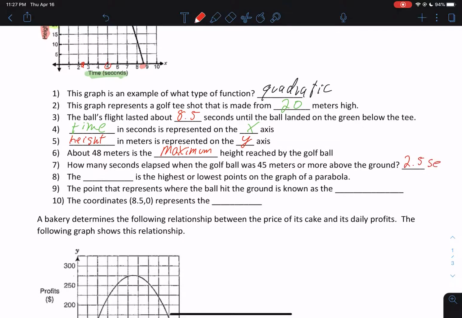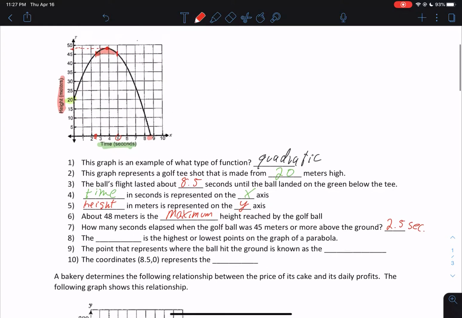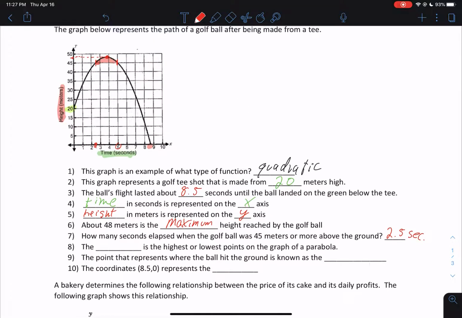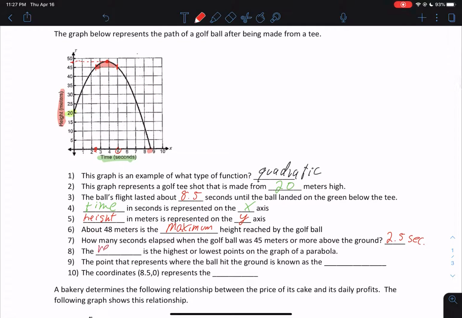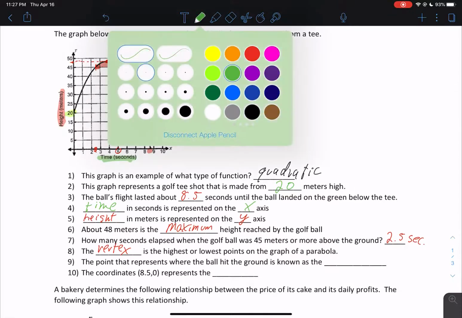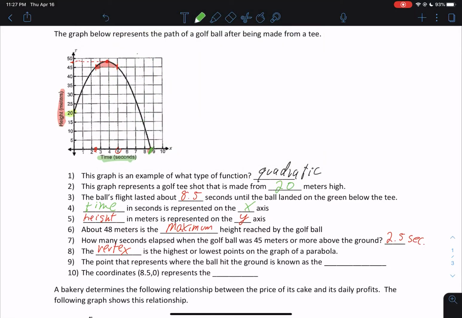The blank is the highest or lowest point on the graph of a parabola. Here is a little bit of vocabulary that you have learned: the vertex. The vertex is the highest or lowest point of the graph of a parabola. The point that represents where the ball hits the ground is known as the, so what is this point here, when it hits the ground?